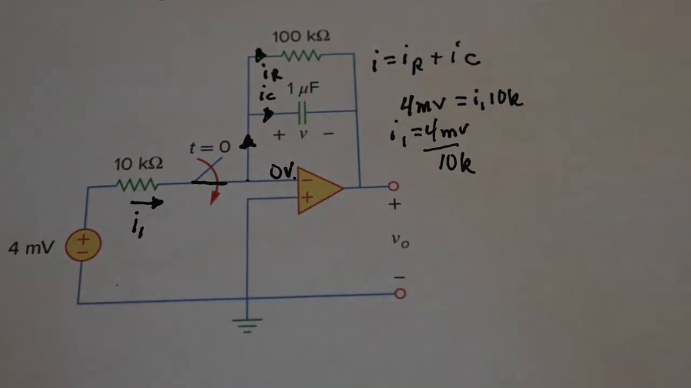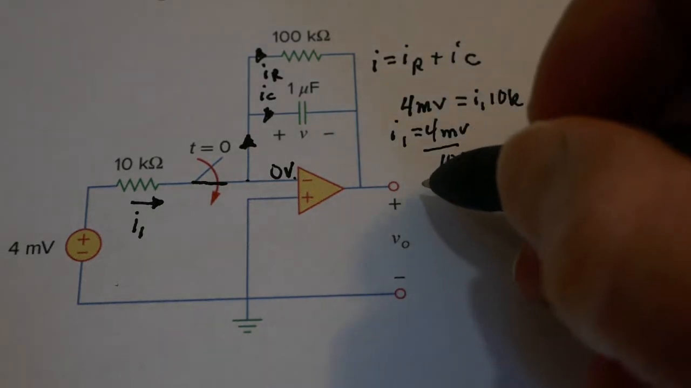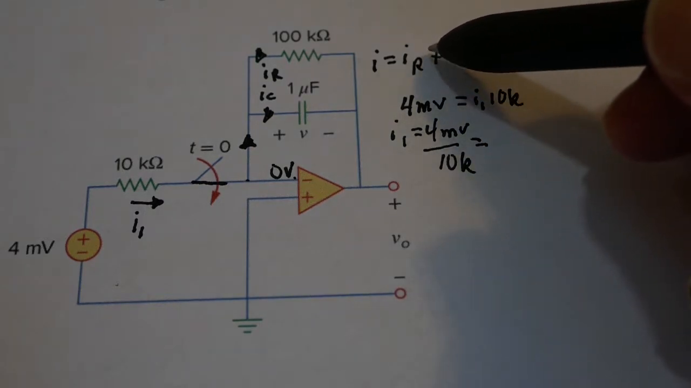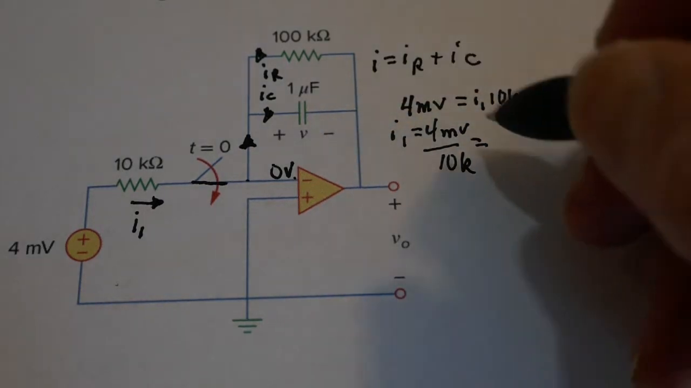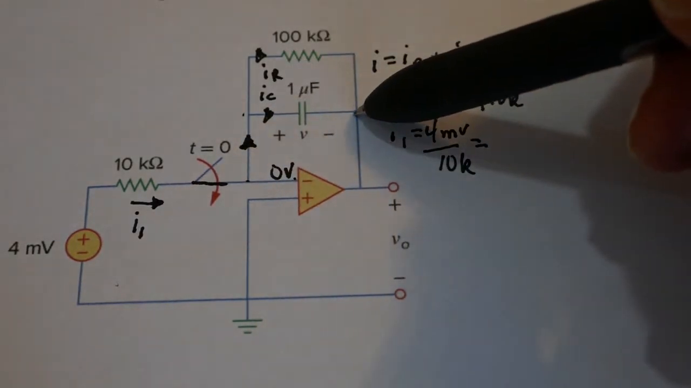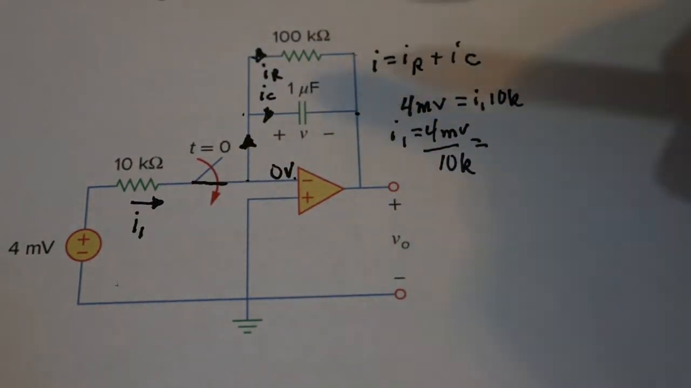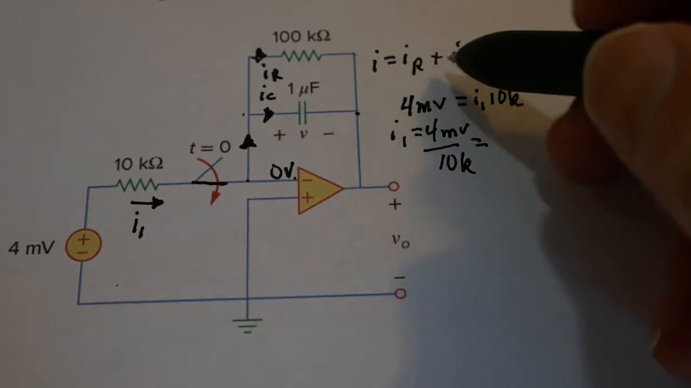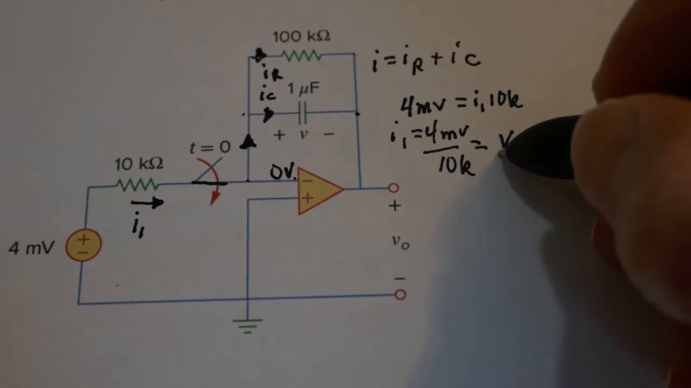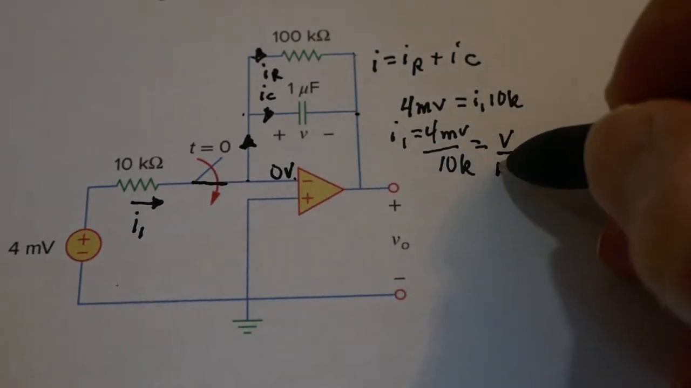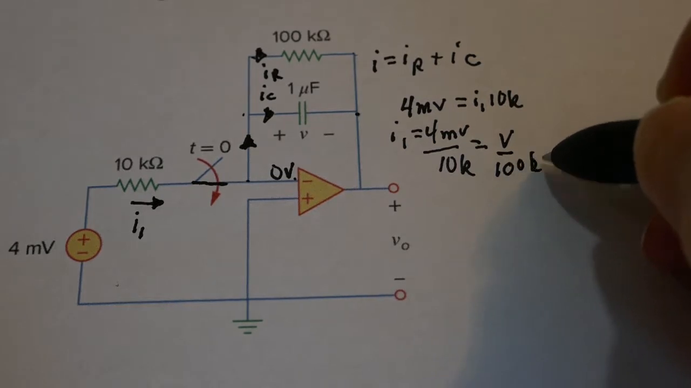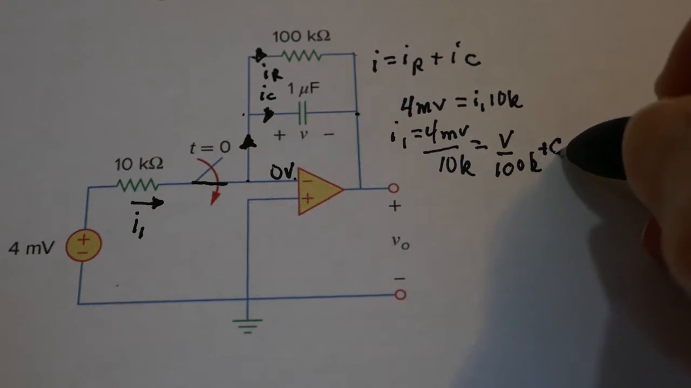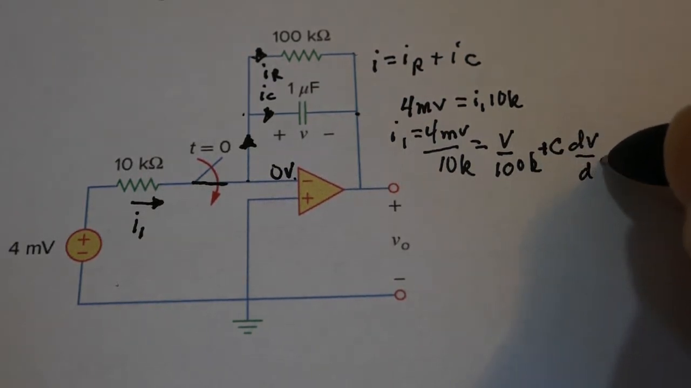Okay, now we can also write that as equal to the voltage, the current IR is just, note the voltage across the capacitor is the same as that across the resistor, and we'll call that V. So that's across the resistor IR, that's just V over the resistance, 100K. And then we have plus the current through the capacitor, but we know that's just C dV/dt.